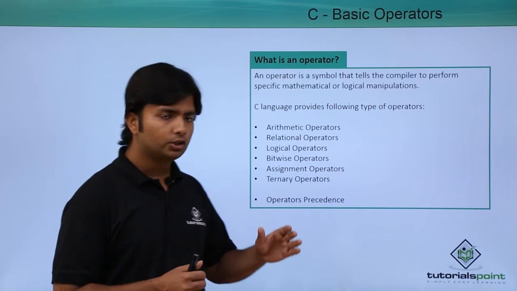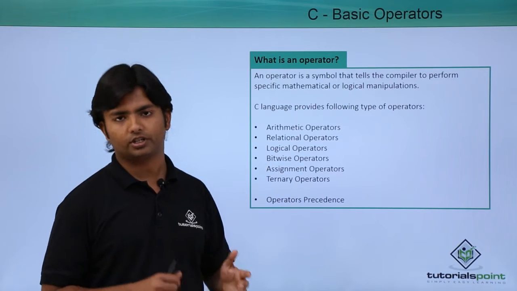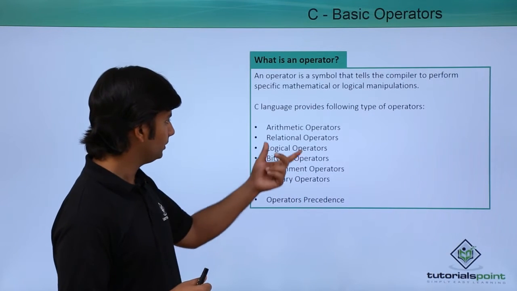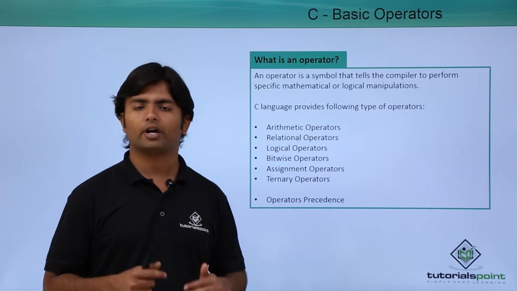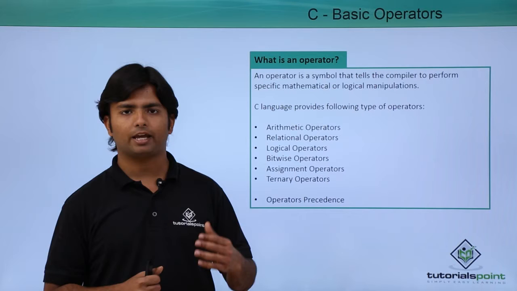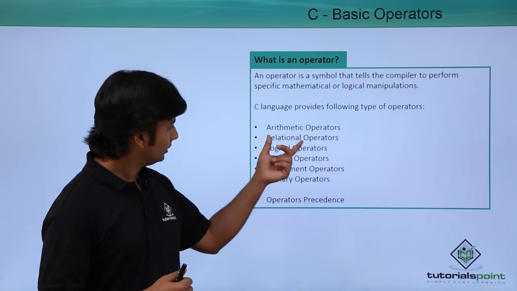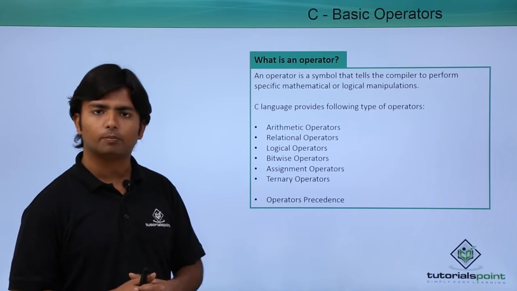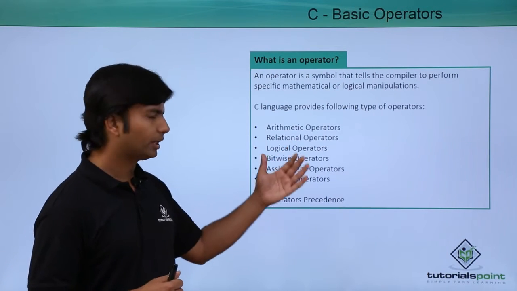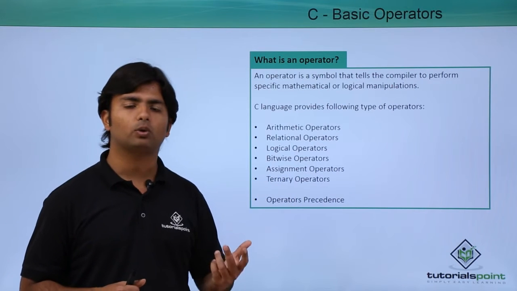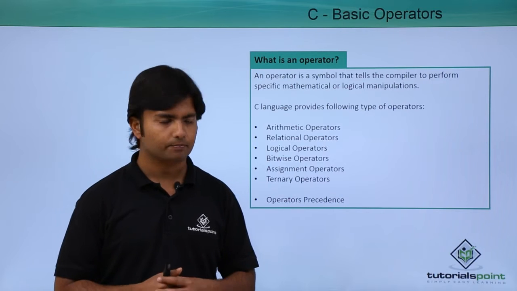Now, here you can see the different kinds of operators which are used for different purposes. For example, the first one is the arithmetic operator, which will be used for any arithmetic operation like plus, minus, multiplication, division. Then we have the relational operator, which is used for comparison. Means you can compare whether two values are equal or not equal, or greater or lesser, or anything like that.